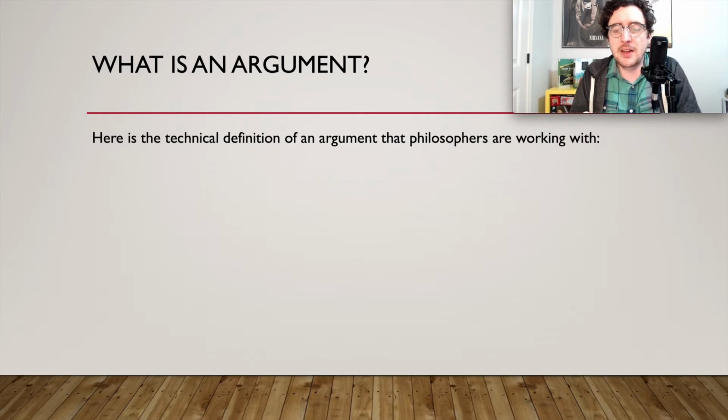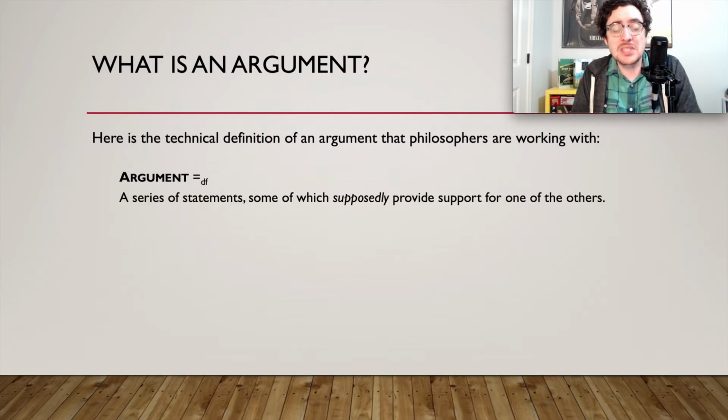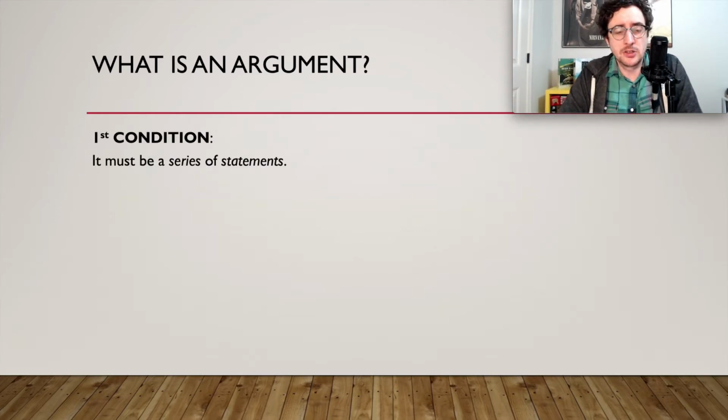So the technical definition that we're going to work with as philosophers is as follows. An argument is any series of statements where some of these supposedly provide support for one of the others. Now there are two parts to this definition, notice. The first part says that an argument is a series of statements. The second part says, well, some of those statements are supposedly providing support for one of the others. So let's break this down.